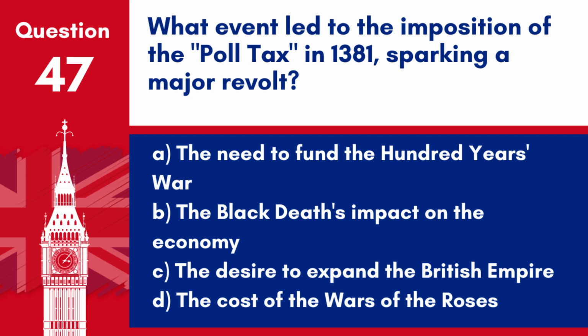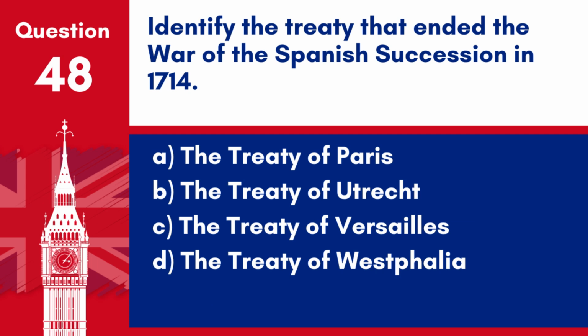Question 47. What event led to the imposition of the poll tax in 1381, sparking a major revolt? A. The need to fund the 100 Years' War. B. The Black Death's impact on the economy. C. The desire to expand the British Empire. D. The cost of the Wars of the Roses. Answer: A. The need to fund the 100 Years' War. The imposition of the poll tax in 1381, aimed at funding the 100 Years' War, sparked a major revolt known as the Peasants' Revolt.